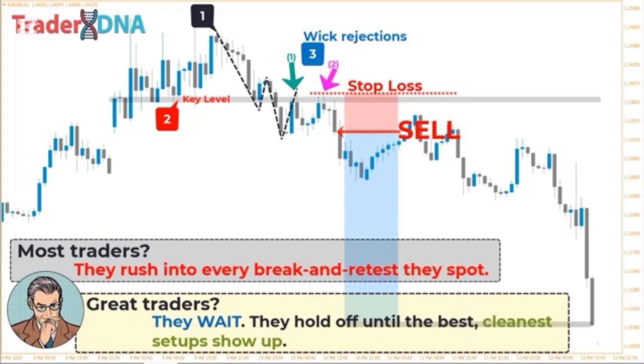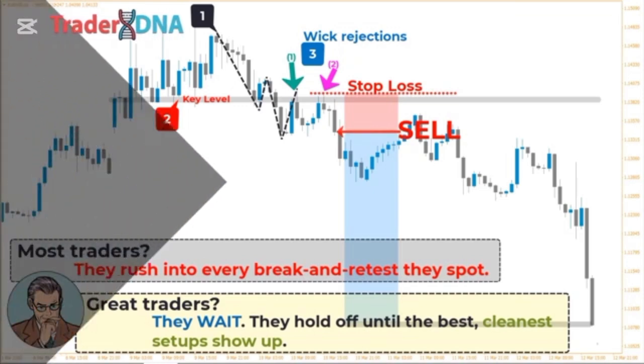Wait for clear structure. Spot the break of structure. Watch for the retest and confirm it with strong candles or multiple wick rejections. Stick to the plan, stay disciplined, and you'll be trading like a pro in no time.